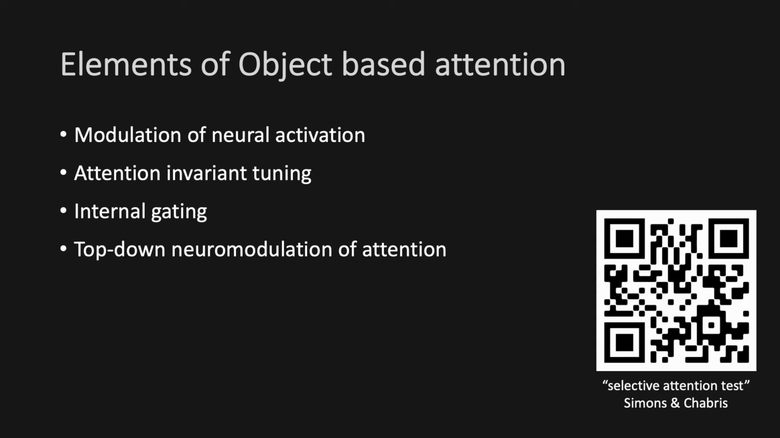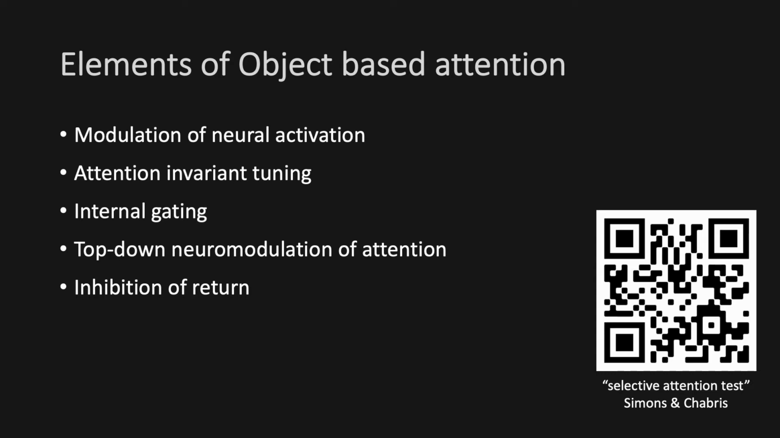Another thing we know about object-based attention is the top-down neuromodulation of attention. We know not only that there is feed-forward propagation of information in the visual pathway, but also lateral and feedback connections, enabling the brain to also regulate what it's attending to.